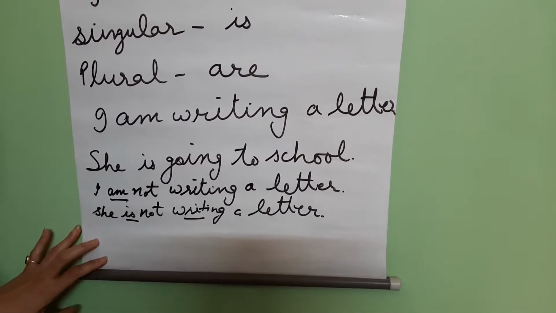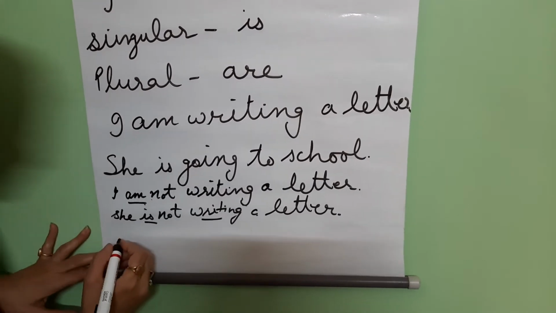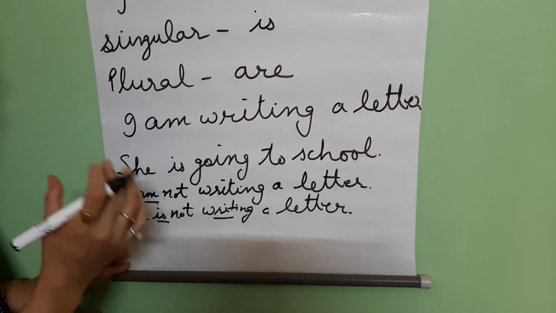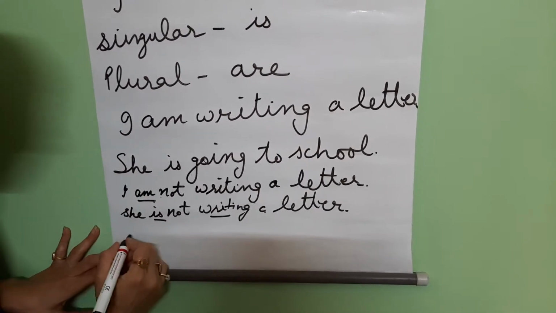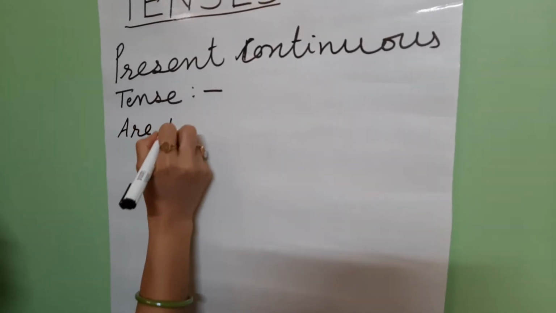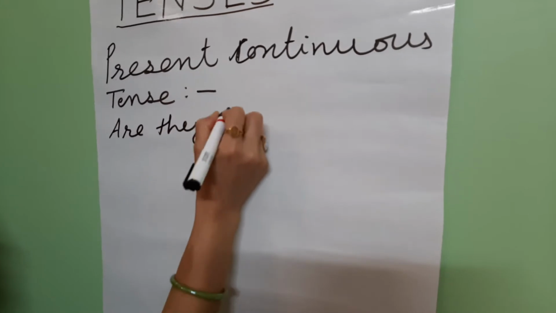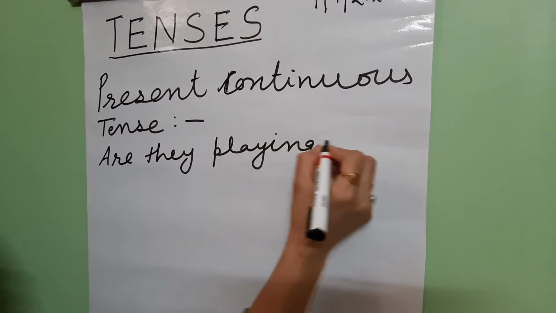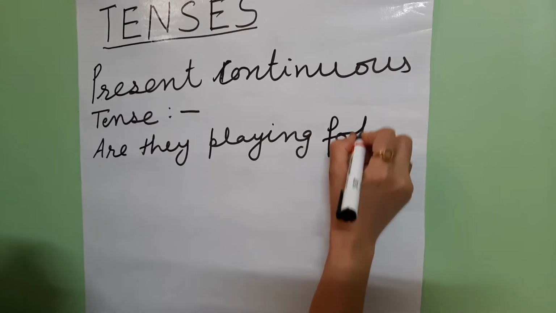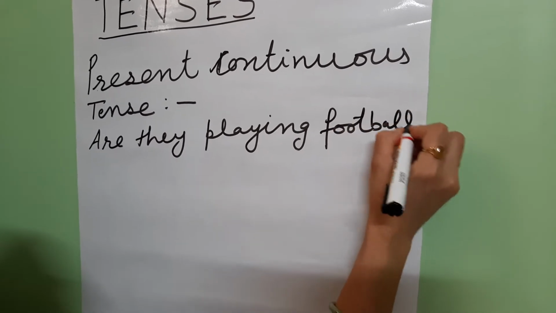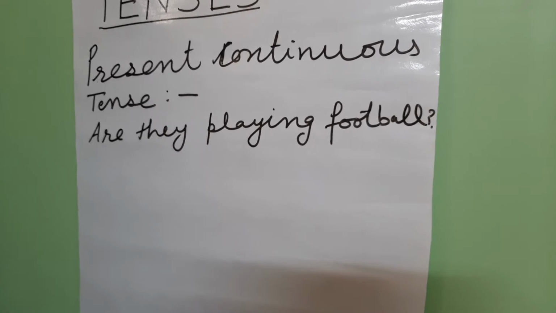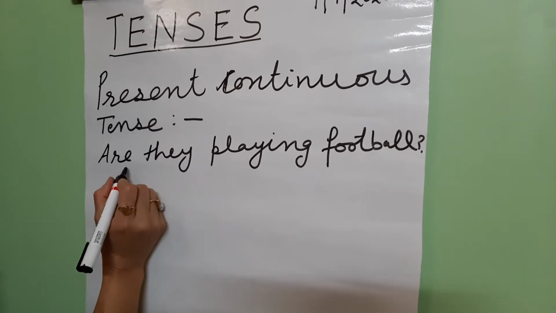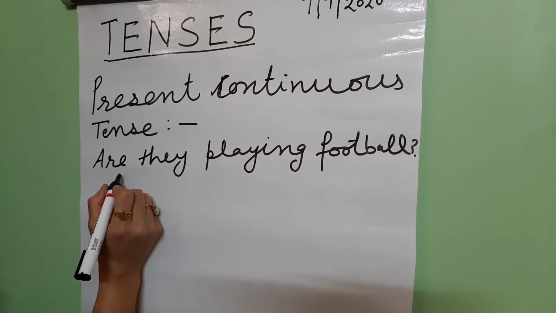In the same way, in interrogative sentence, we will take helping verb at the very beginning of the sentence. Are they playing football? That is an interrogative sentence. In interrogative sentences, we put helping verb at the very beginning of the sentence.